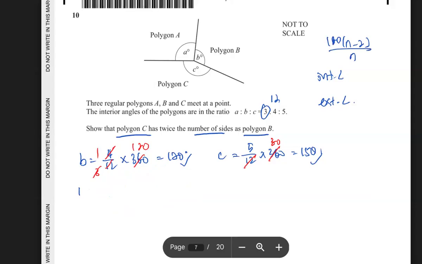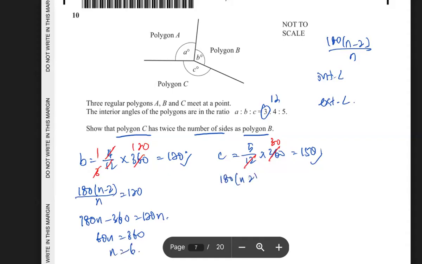So for B, to find the number of sides, I just use the formula and solve an equation. 60n equals 360, n equals 6. Then for C, I just use the formula and solve the equation again. 30n equals 360, so n equals 12. And basically you're done here.